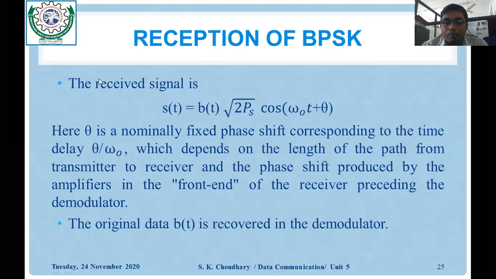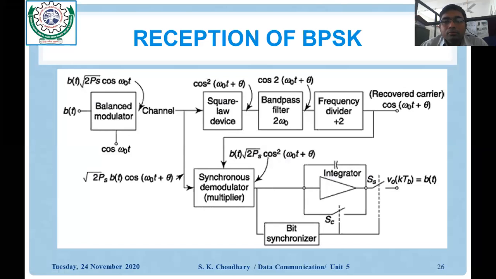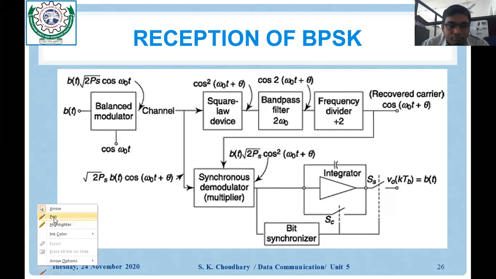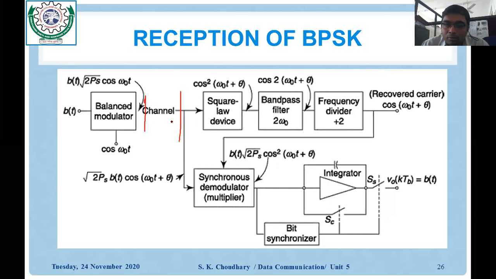Okay, so now everyone please draw this diagram. The diagram is used for the reception of BPSK signal. You can see in this particular diagram, up to this section before the channel, it is the transmitter end. Then the signal is passed through the channel, where noise is added, and the right side of this channel is the receiving section, the receiver of this BPSK signal.